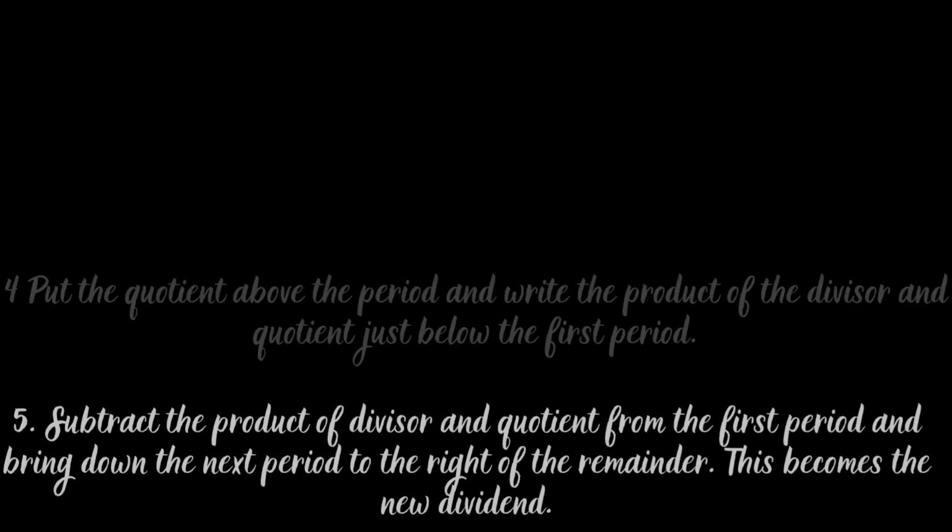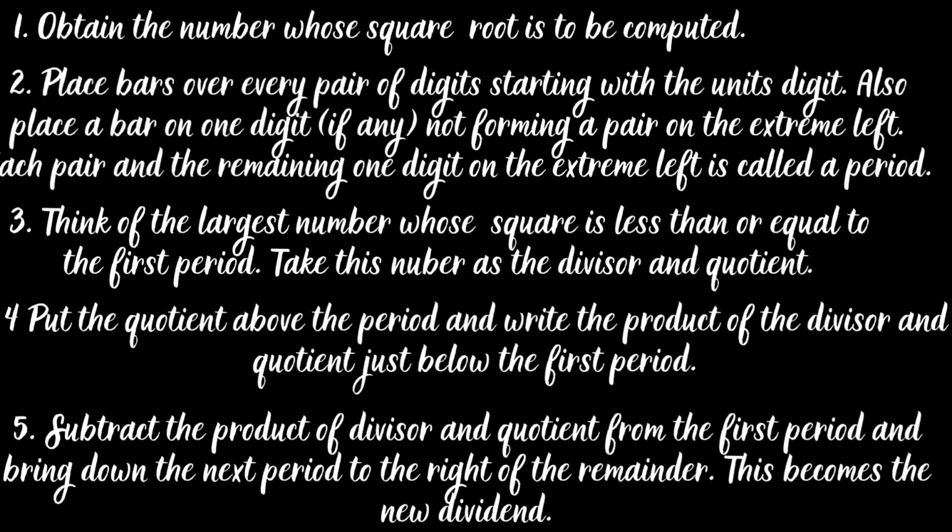Now the third step is to think of the largest number whose square is less than or equal to the first period. Take this number as the divisor and the quotient. The fourth step is to put the quotient above the period and write the product of the divisor and the quotient just below the first period. The fifth step is to subtract the product of the divisor and the quotient from the first period and bring down the next period to the right of the remainder. This becomes the new dividend.